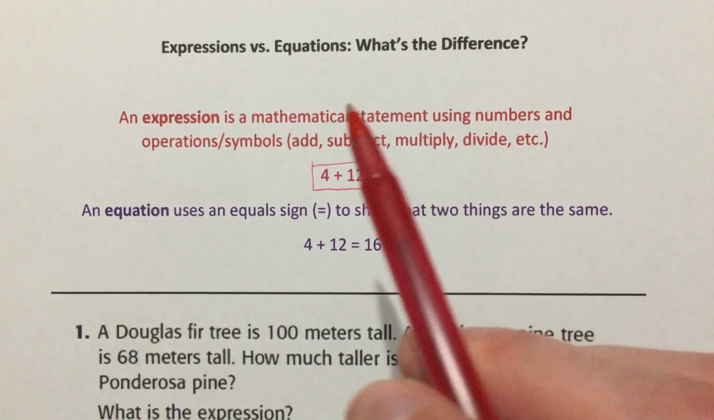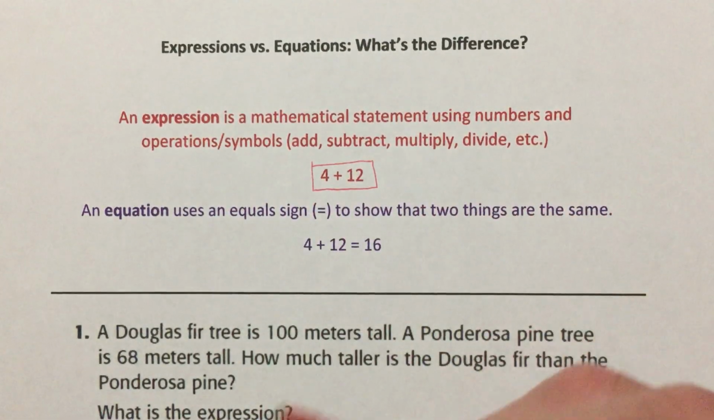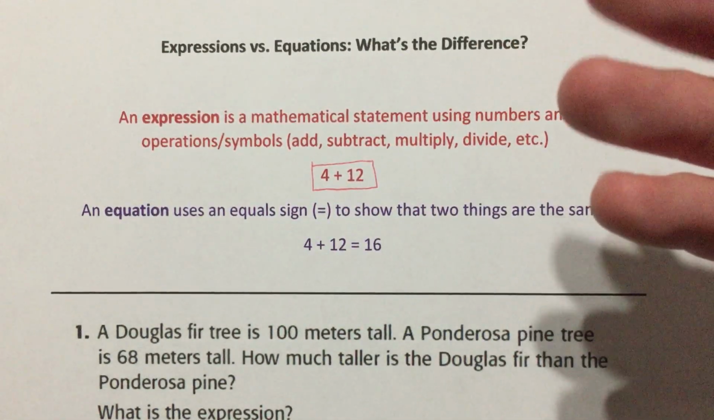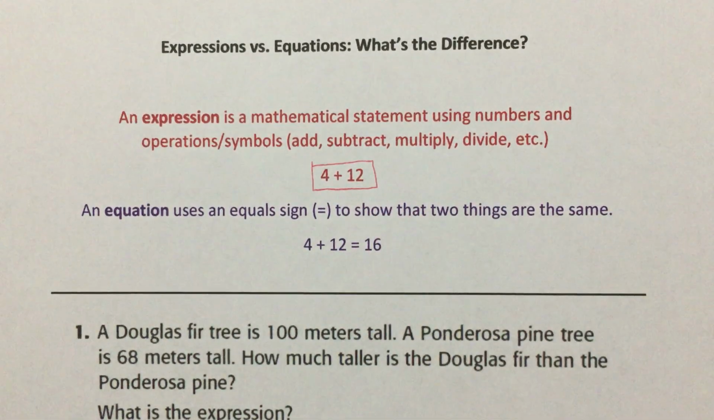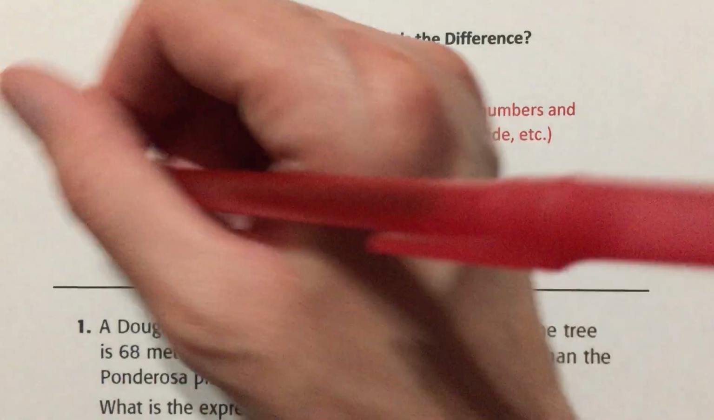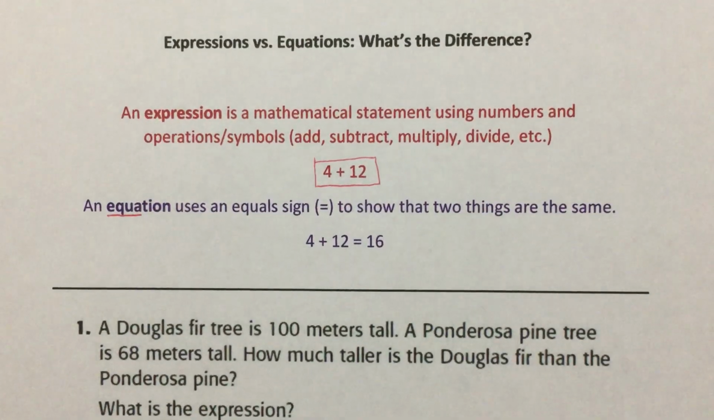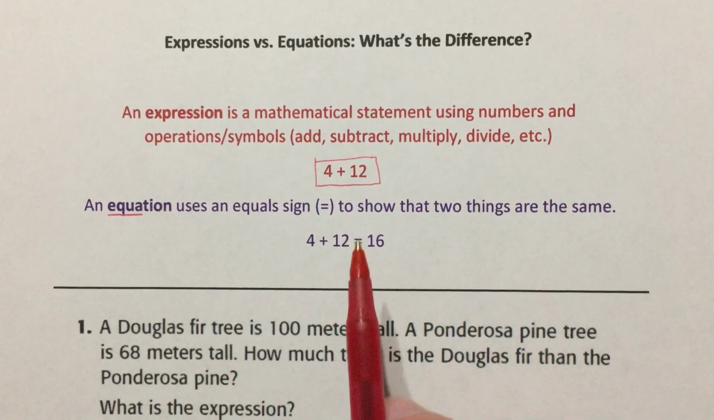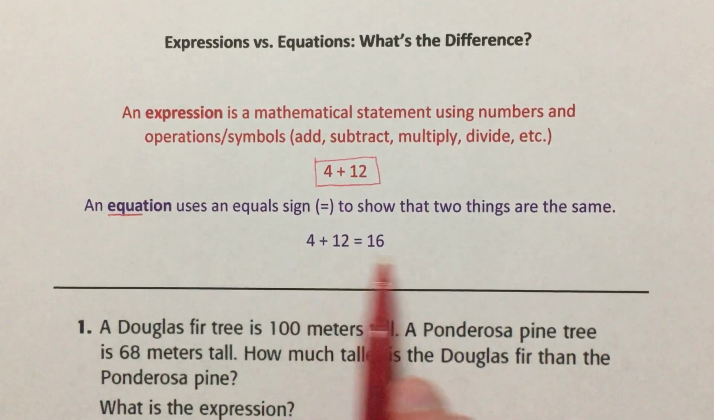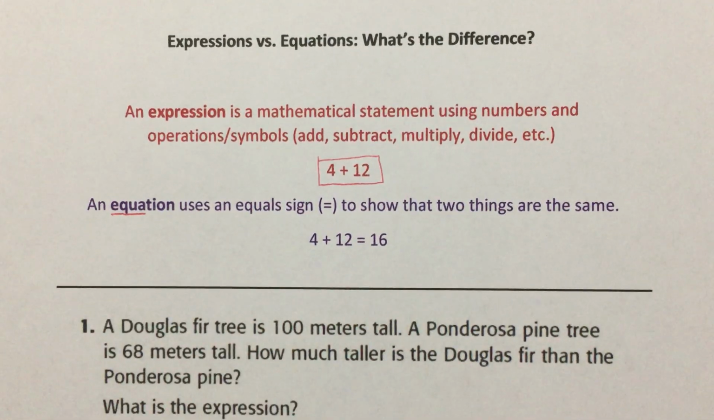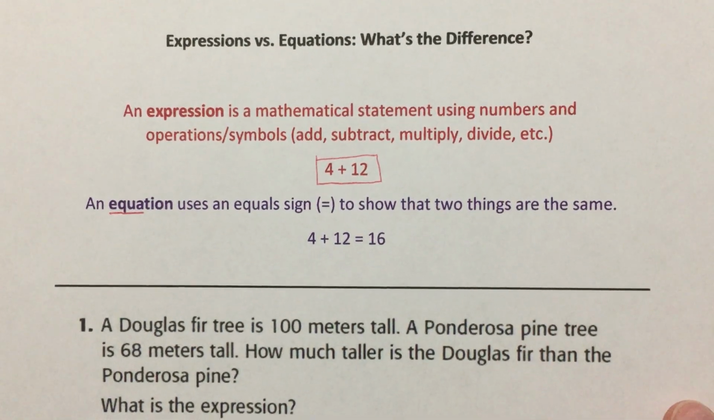An expression is just a statement. It's just a mathematical statement saying something with numbers and some symbols. It does not have an equal sign. But an equation literally has EQUA in it. EQUA. That is your cue, and that is your clue that your final equation is going to have an equal sign. An equation has an equals sign. Almost has the word right in it. And that is the big difference.